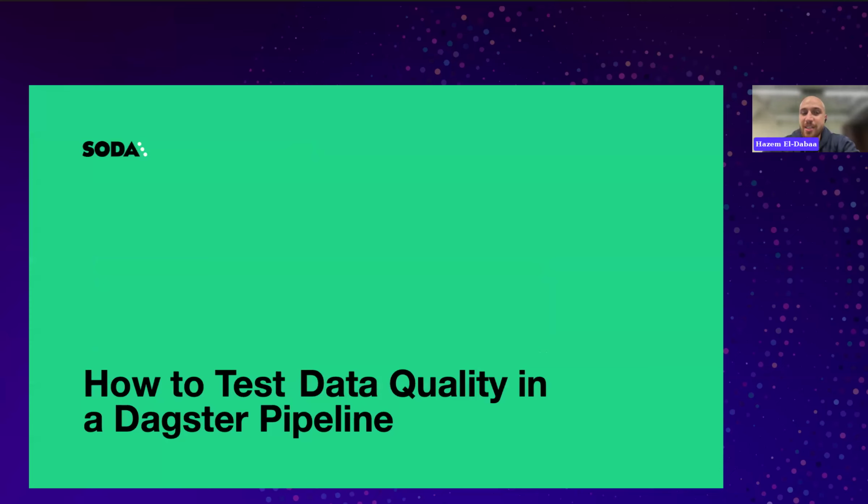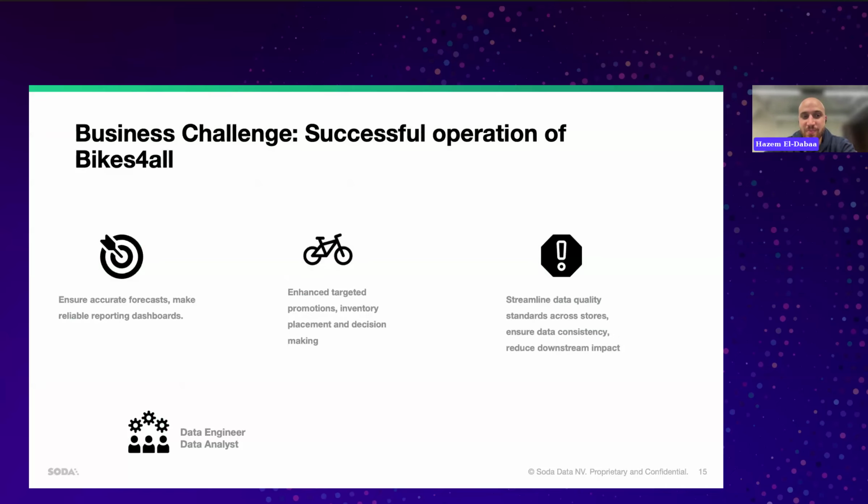So now, without further ado, let's get into how to test data quality in a Dagster pipeline. First, let's talk about the business challenge, which is the successful operation of our Bikes for All company, which is a bikes company that has several stores across various regions and have been struggling a bit with keeping the data consistent and the reporting standard consistent across those regions.